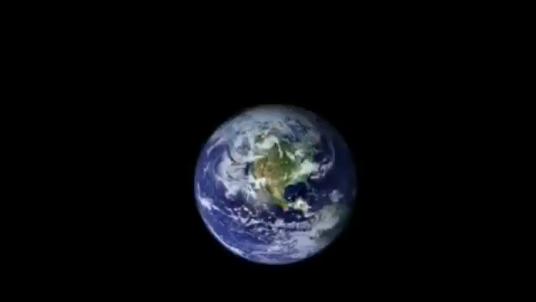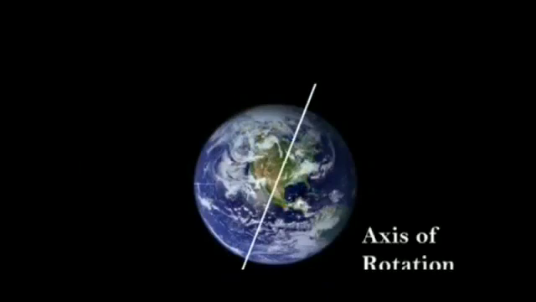The axis of the Earth is an imaginary line which makes an angle of 66.5 degrees from the horizontal line, or the orbital plane line, and 23.5 degrees from the vertical line to the Earth's orbital plane.